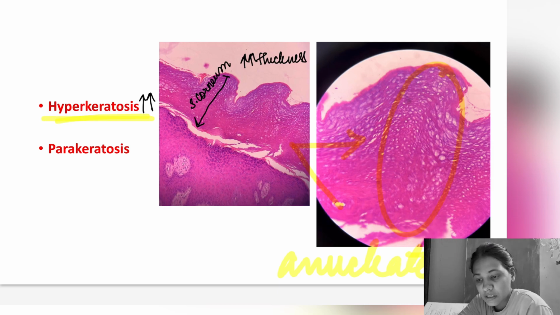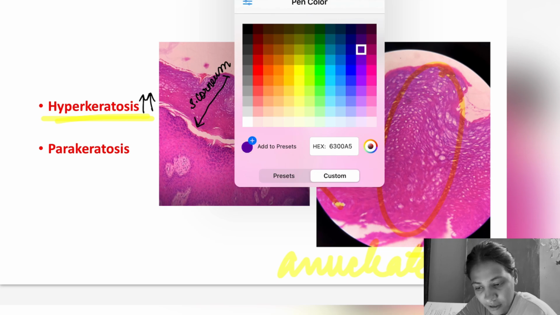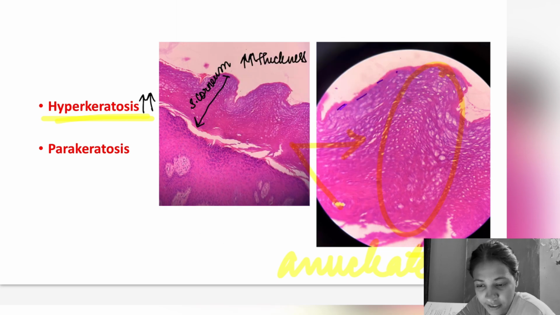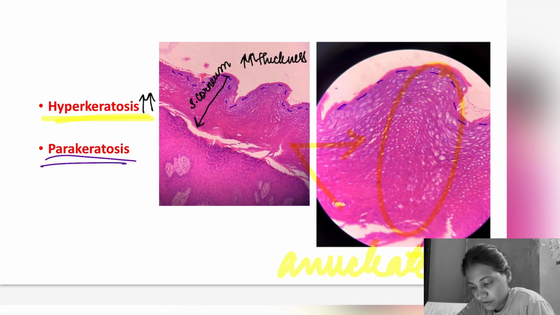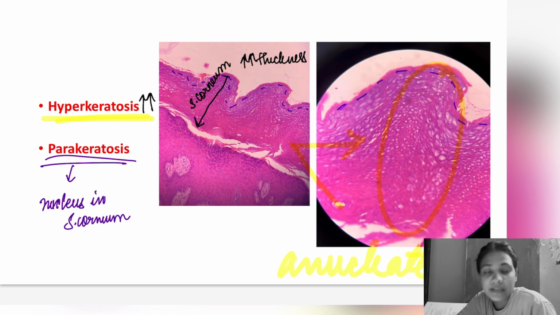And what does parakeratosis mean? If you see nuclei like this on the layer, in the stratum corneum, that is when it is known as parakeratosis. So nuclei in the stratum corneum is known as parakeratosis.